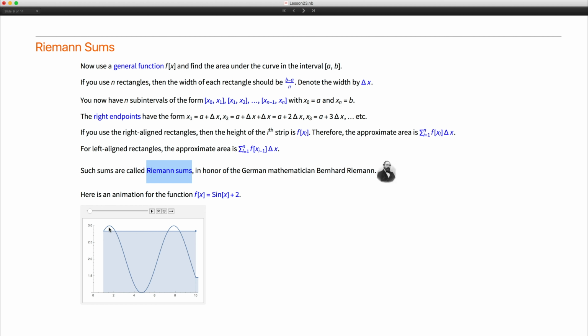So here's an example which shows what's happening. You have the curve sine of x plus 2, and you want to see what happens as you increase the number of rectangles. So let's play the animation. And you see that you get a better and better approximation as you increase the number of rectangles. But of course, things are not so simple, because in some places you get a slightly smaller area, and in others you overestimate the area.